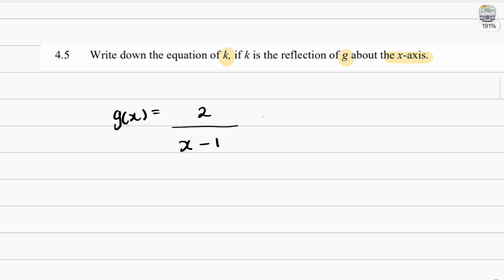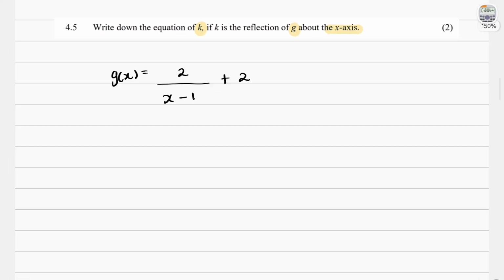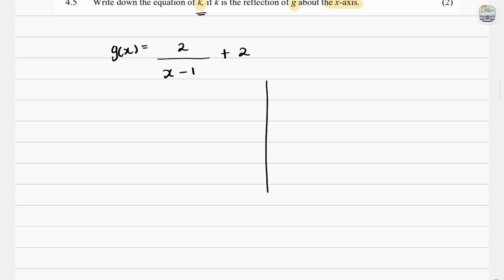So x minus 1 plus 2. Okay, so this is what we had. And they want us to tell them, what would the equation of k be if this was reflected about the x-axis? Okay, let's talk about the reflection about the x-axis.